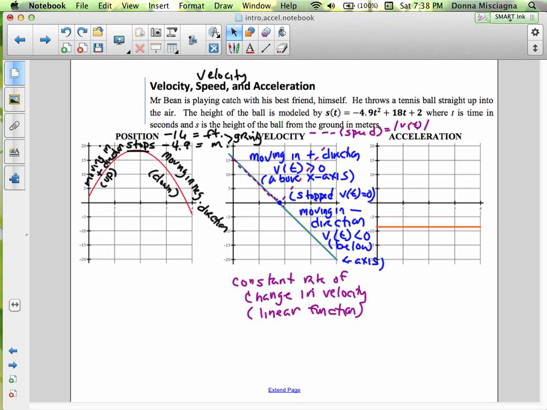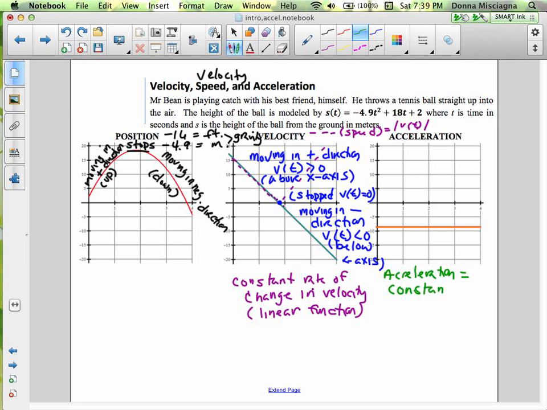All right, so what does that mean for acceleration? Acceleration is constant, since v of t has a constant rate of change. So velocity is not always the same. Each of those y values is a different velocity, but because it's changing at a constant rate, it's a linear function, so acceleration is going to be a constant value.